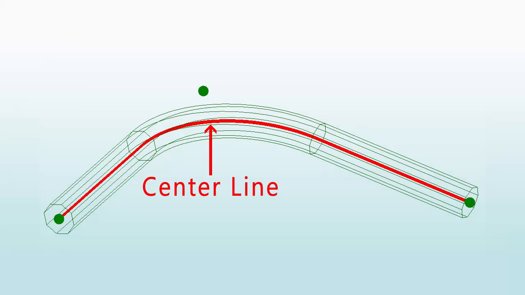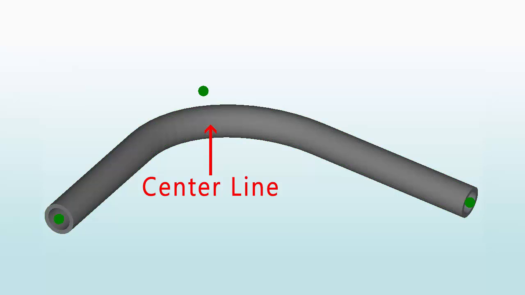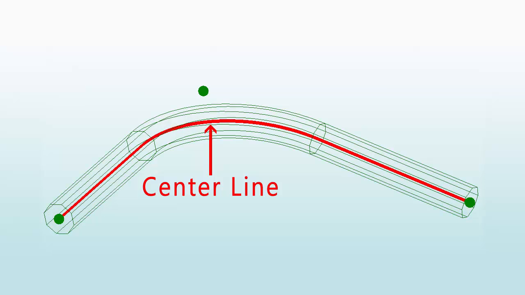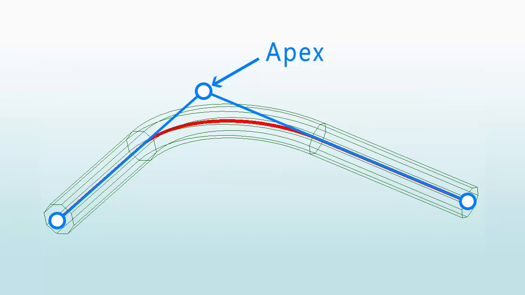Centerline means exactly what it sounds like. Every line that you create in the Assembly Designer represents the very center of the material you're working with. Think about it like the way a wick runs through the center of a candle. The apex of the bend is really the intersection of two center lines, as if there wasn't a radius.